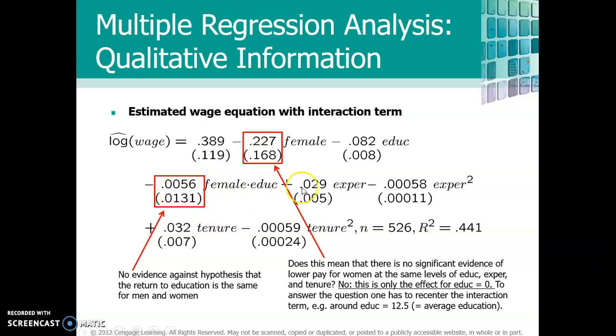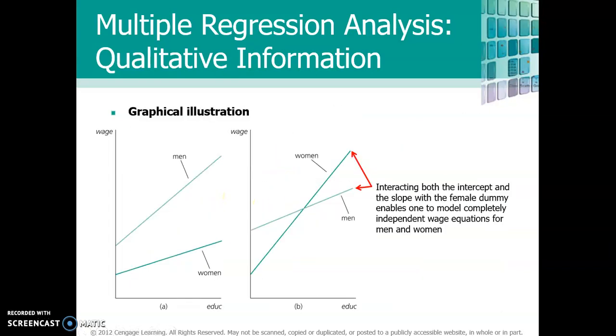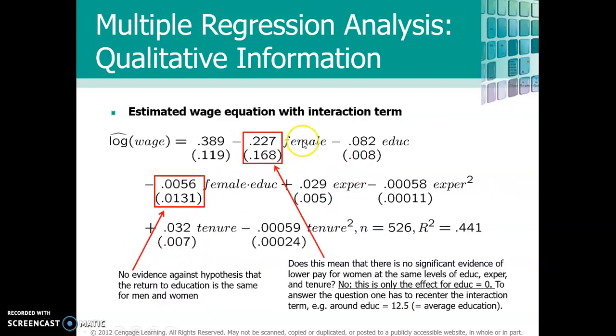Now let us look at this example. This equation is similar to what I was demonstrating here, except that now we have actual values. We can see that the coefficient of the interactive term of education and female is 0.05. So what are we saying? We are saying that there is no evidence against the hypothesis that the return to education is the same for men and women.